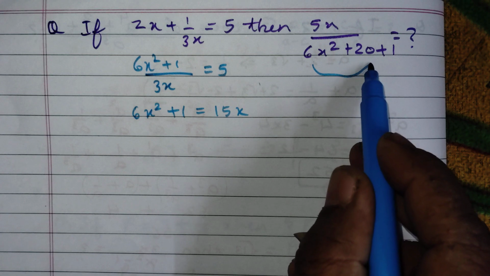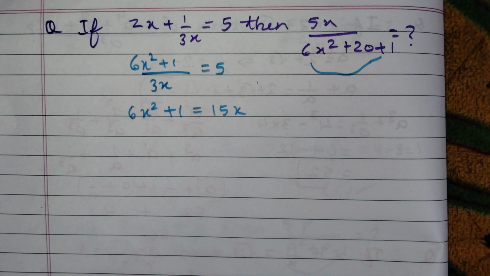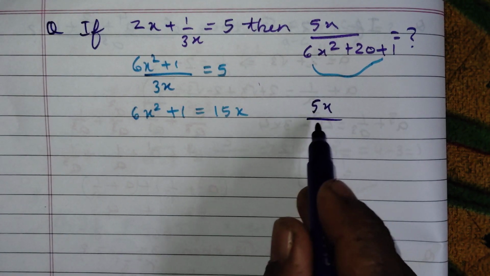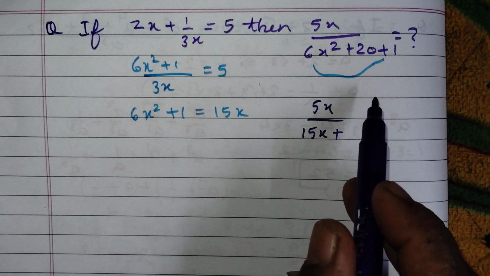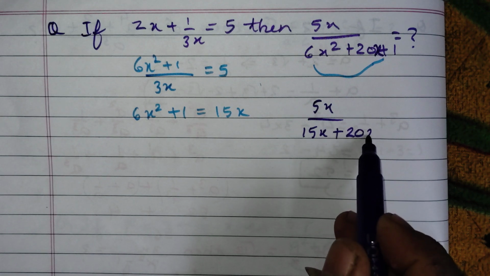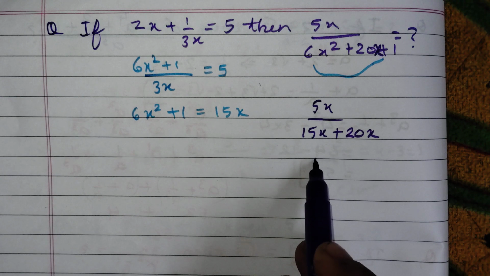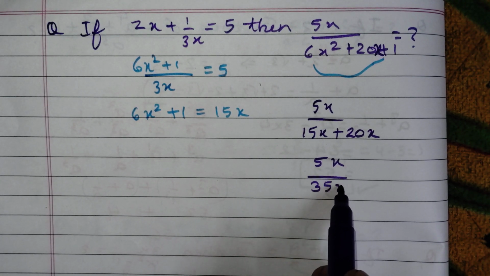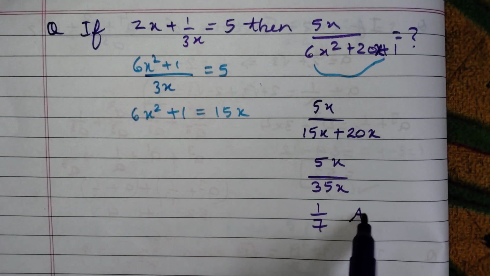So here is 6x square plus 1. It is replaced with 15x. After replacing the value we get the numerator as it is, we write down, and 15x plus, in between there is 20x. So 20x as it is. The x terms are like terms, so they will be added. 5x upon 15 plus 20, 35x. X cancels out. 5 upon 35 gives us 1 upon 7 as the answer.